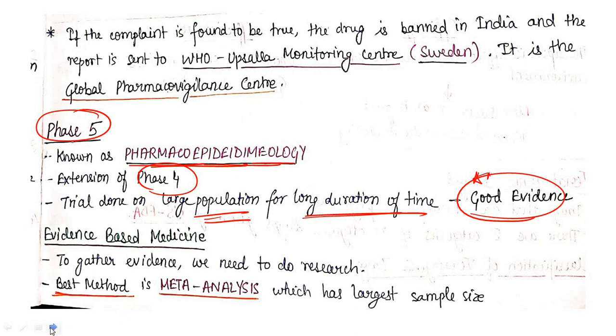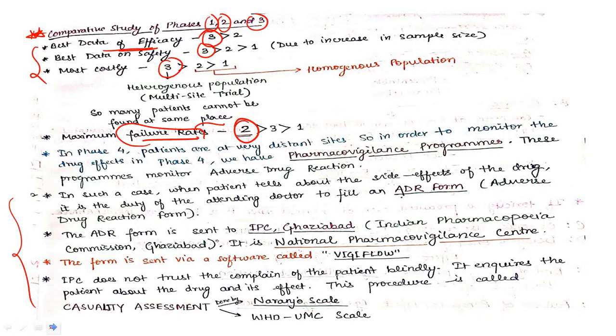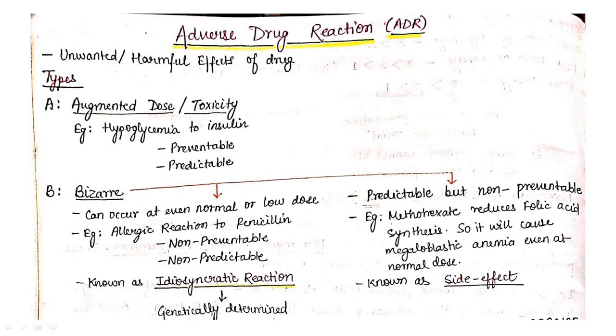So these are the phases of drugs, which we have to study. So these are the clinical trials. Now coming to the last topic, that is also a good short note in your semester examination, that is adverse drug reaction. They are basically unwanted or harmful effects of the drug. The name itself suggests it: adverse drug reaction means unwanted or harmful effects of the drug, which we study there.